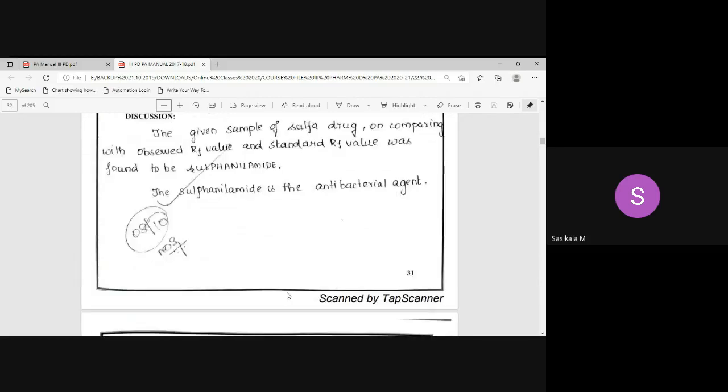Clear, no? Is there any doubt in this? Okay. For ascending and circular, I'll show the readings. You just note it down. Repeat the question once again. Okay. You have to note down the color. I'll write in the chat box. Color of the spot observed for sulfur drugs, mainly sulfanilamide. What sample you have used? Sulfur drugs. At 254 nanometer under UV light.